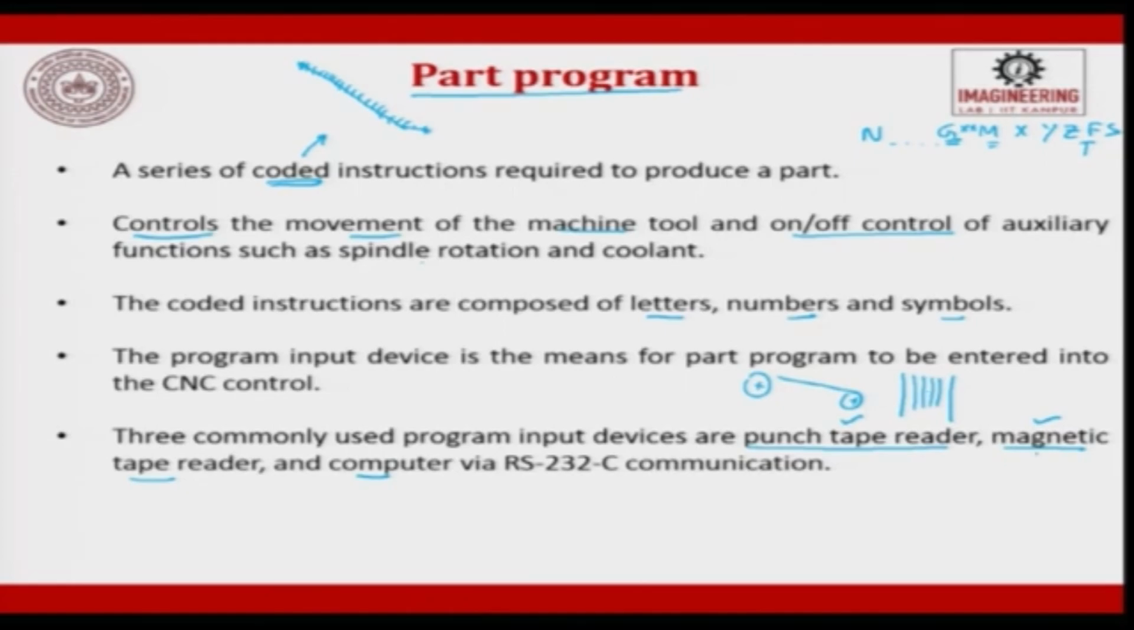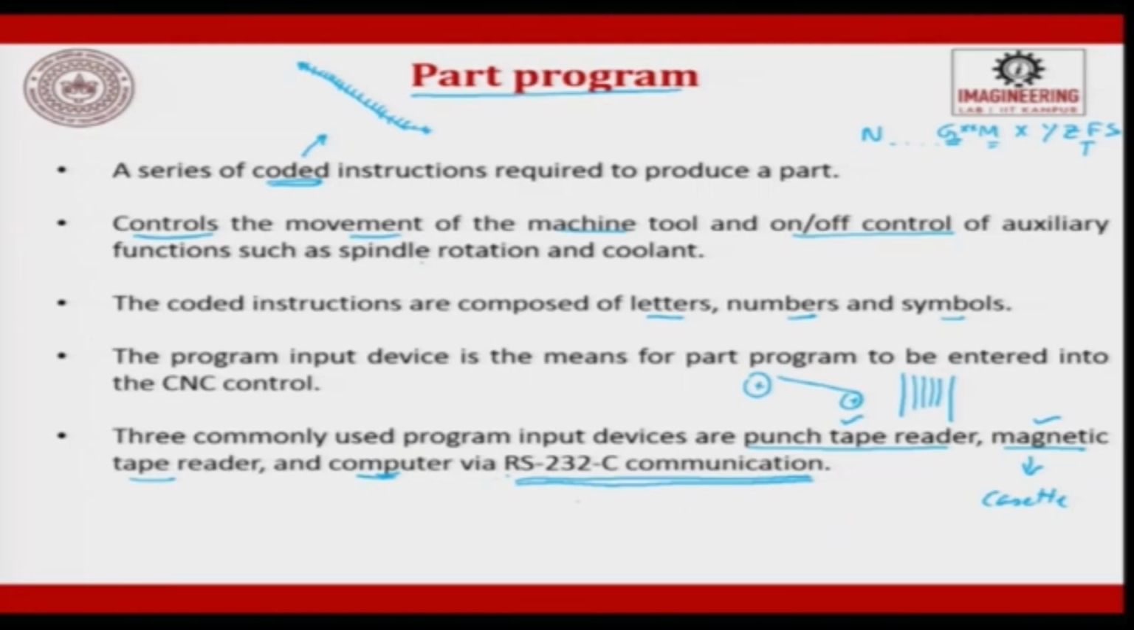When you go to magnetic, it was almost like a cassette, like an audio song cassette or a video song cassette playing. So, a magnetic tape reader was there. Then all these things got outdated. Today it is all done with a computer, and we attach a computer and a CNC machine and connect them with an RS-232C communication. This is very, very important.